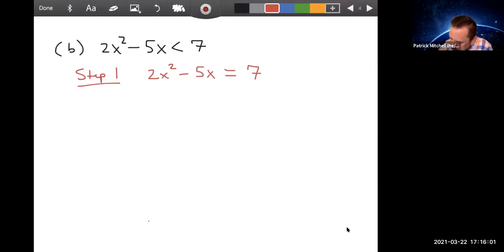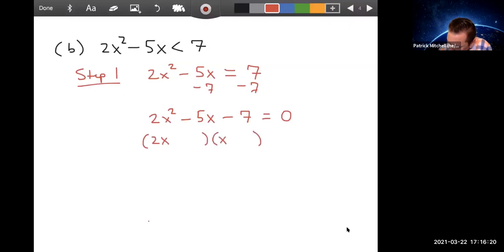So that would be 2x squared minus 5x minus 7 equals 0. I am going to solve that by factoring. So this must be 2x and x. This must be 7. This must be 1. This must be minus. That must be plus. Right?